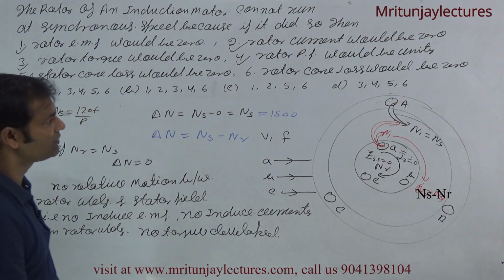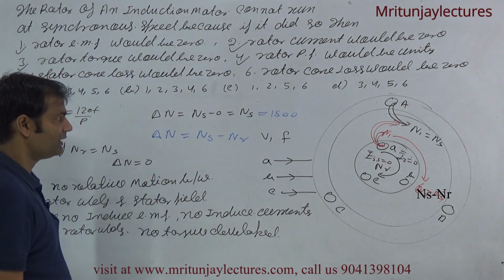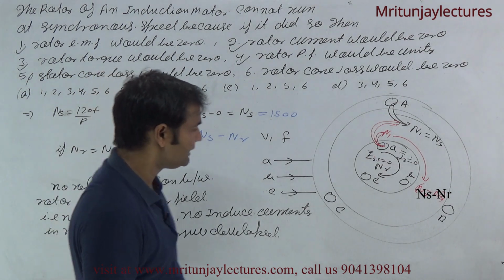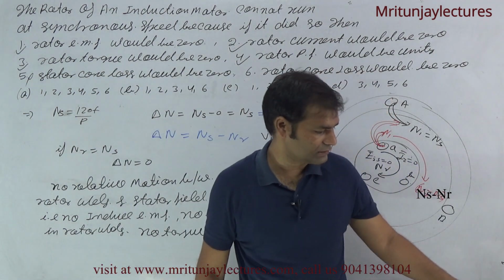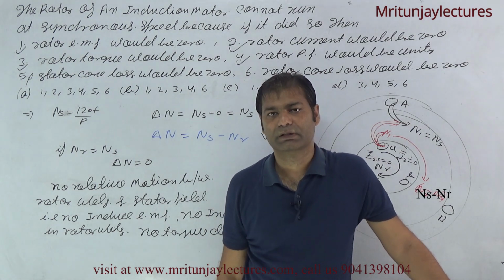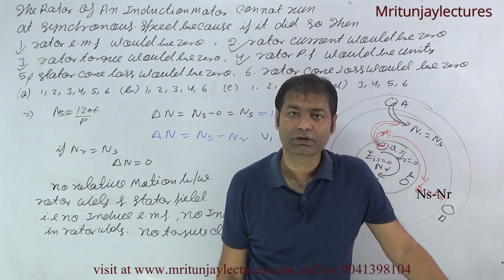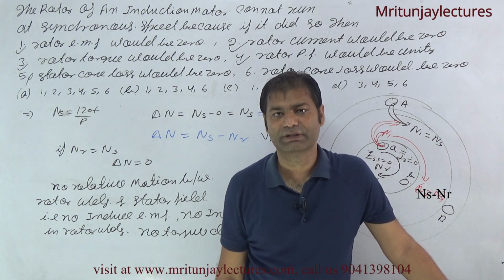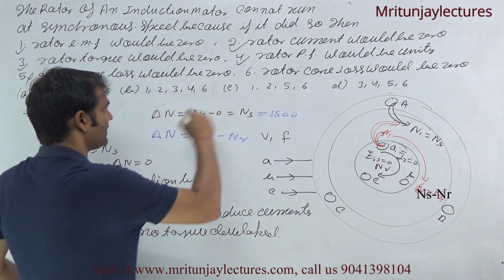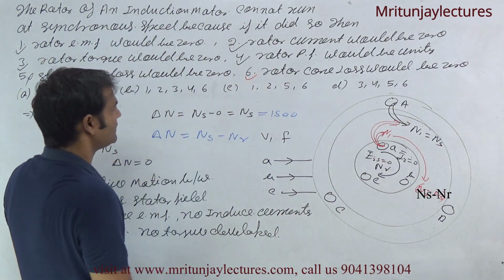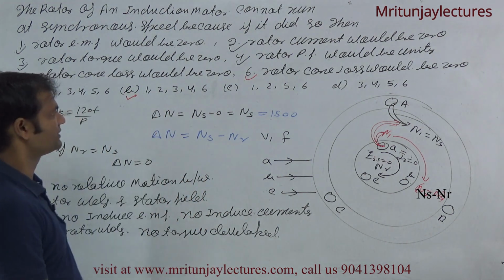Next one, rotor core loss would be 0. Rotor core loss is 0. Why? Because rotor core loss depends upon the frequency of the rotor. Rotor frequency is 0, that's why you can say core loss is 0. Okay, so which one is correct? B is the correct option.